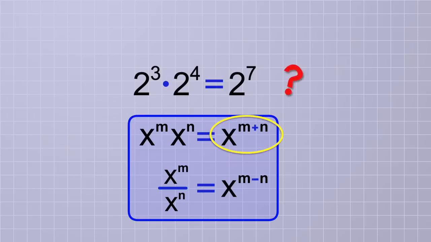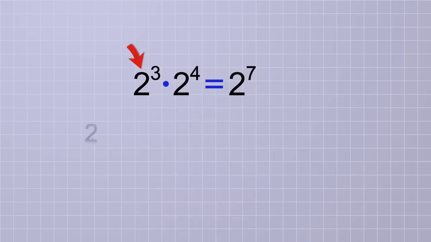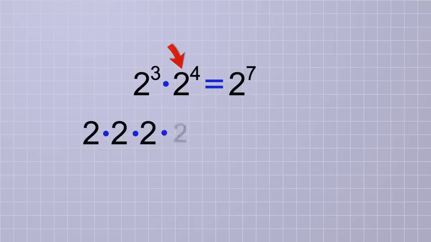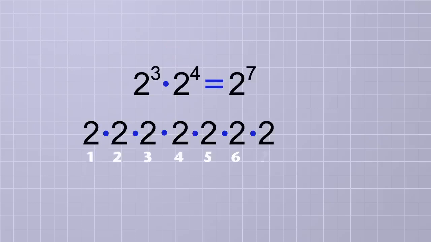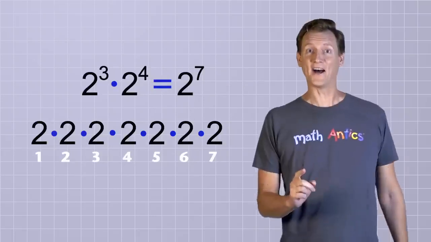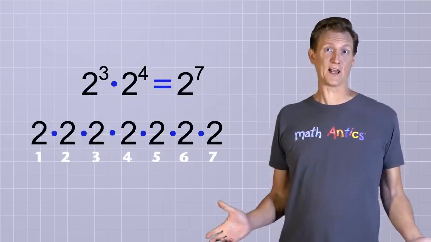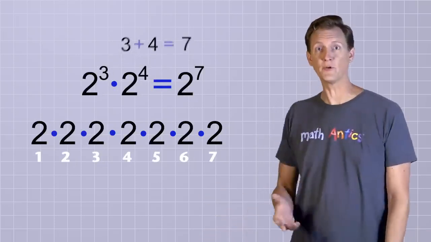Well, let's break it down and see. 2 to the third is 2 times 2 times 2, and that's being multiplied by 2 to the fourth, which is 2 times 2 times 2 times 2. That's a lot of 2's being multiplied together, 7 2's to be exact. Aha! So that is what you'd get by just adding the exponents together, since 3 plus 4 equals 7.